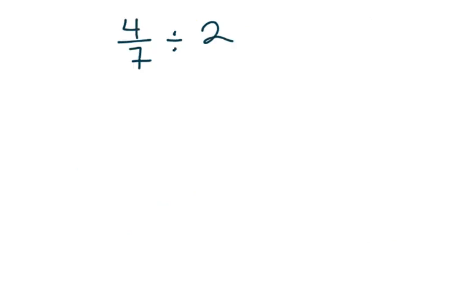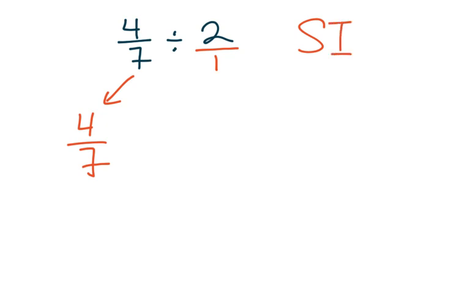Let's try another one. Remember, if you have a whole number, you need to change it to a fraction. Whole numbers over 1 keep their value and are now in fraction form. So let's go. SIRS, same fraction, 4/7. Inverse, the opposite of division is multiplication. Reciprocal, well, 1 was my denominator, it's now my numerator. 2 was my numerator, it's now my denominator.